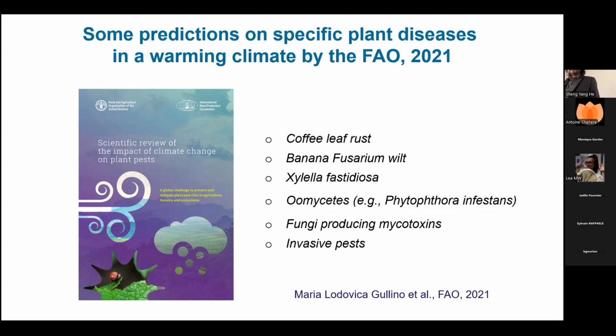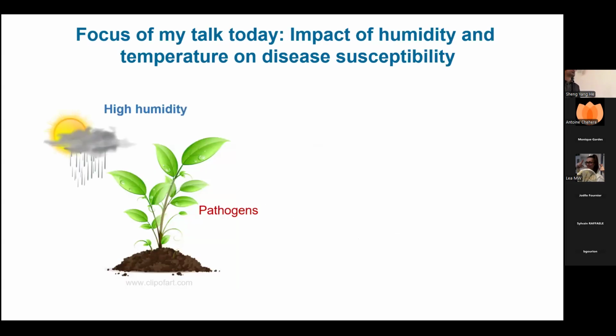No? Okay. Anyway, I want to give you two examples to illustrate how we are getting into this area, trying to understand how different abiotic conditions affect plant-pathogen interactions. There are many abiotic conditions you can see on my second slide. So I'm going to talk about two. One is high humidity, and the other one is temperature that's above normal.